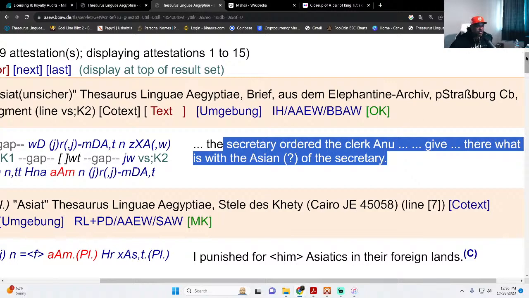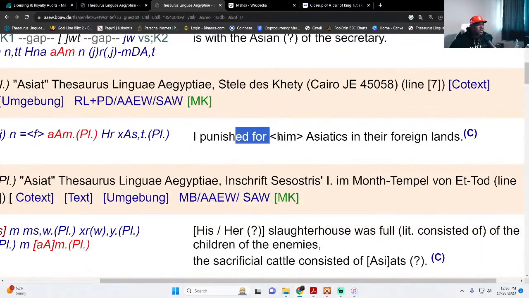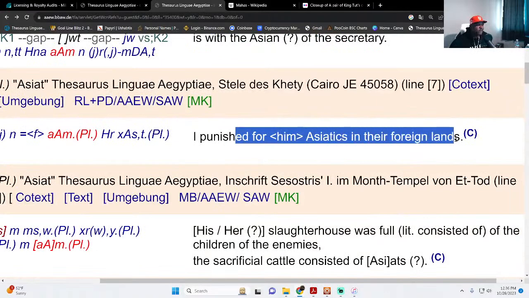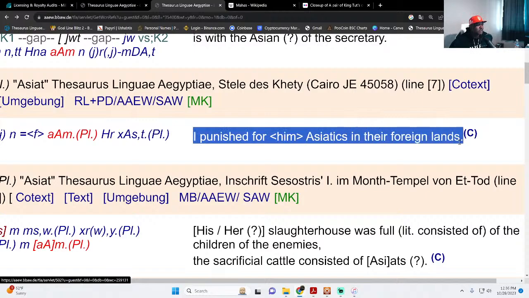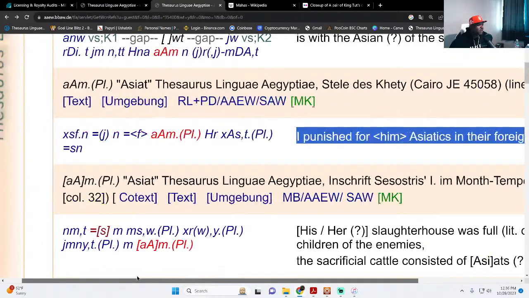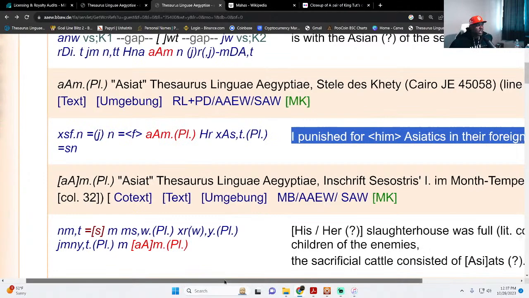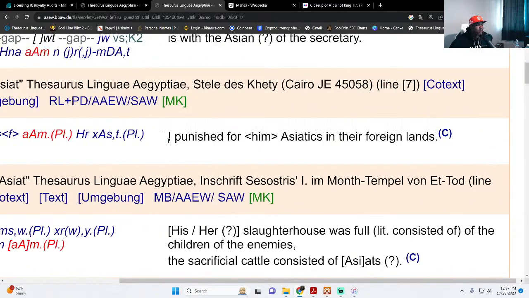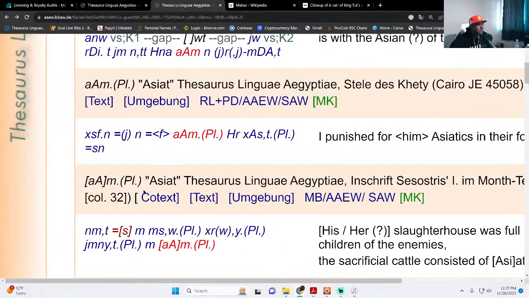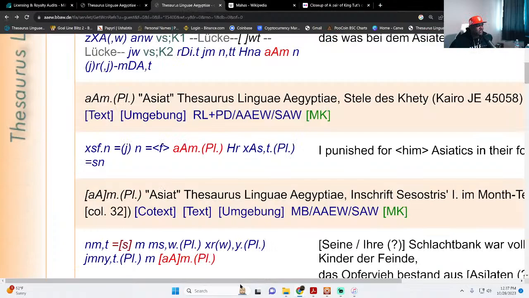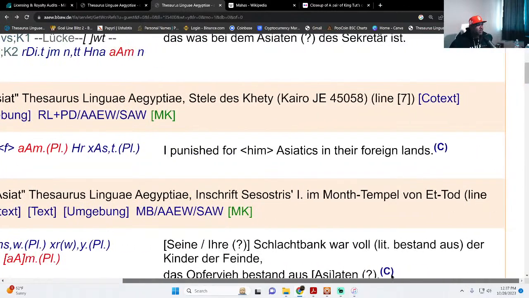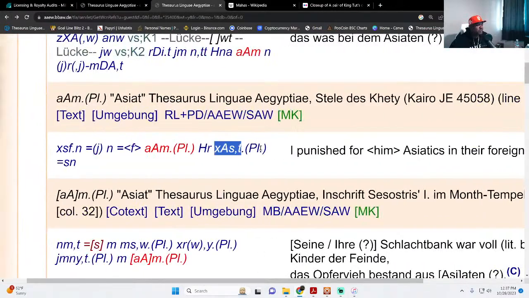we'll continue. It says, I punish for him Asiatics in their foreign lands. That don't make no sense to say foreigners in their foreign lands. He's talking about particularly who he punished for him in their foreign lands. It appears to be A'amu is particular in that instance and not general. Foreign lands here is general Kasat.